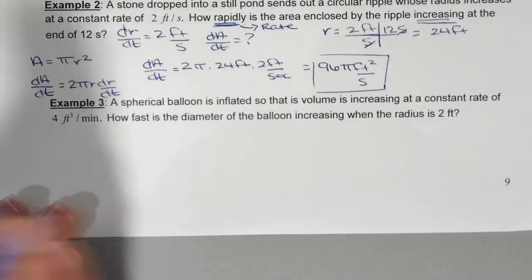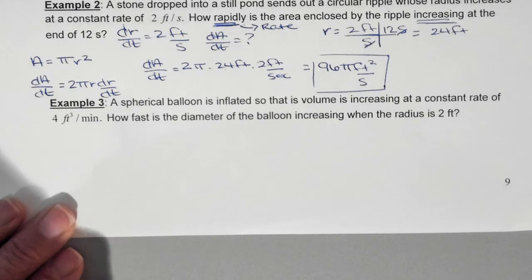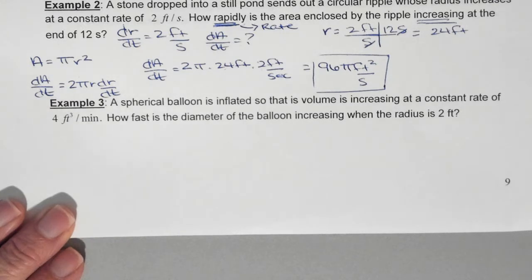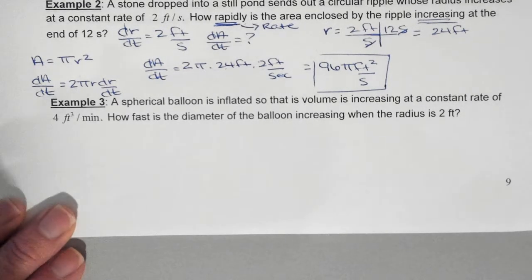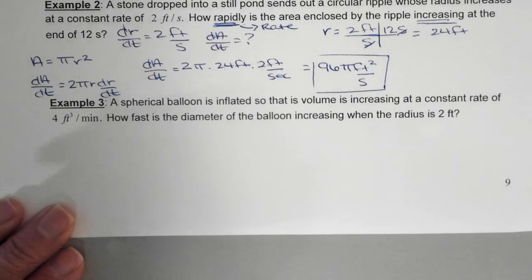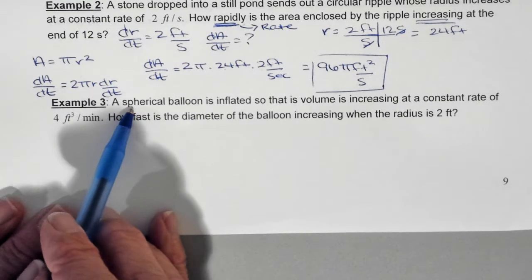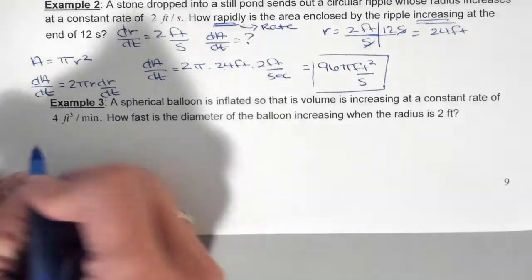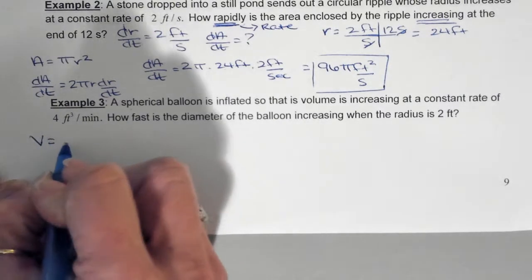So typically in the first 3 to 5 words, you're going to have an idea what your formula is going to be. So my advice to you is write it down, and then you can see what you need and make sure you have all your information. So here we have a spherical balloon is inflated so that the volume is increasing at a constant rate of 4 cubic feet per minute. So first of all, we need the formula for the volume of a sphere. So on the board we have volume is equal to 4/3 pi r cubed.